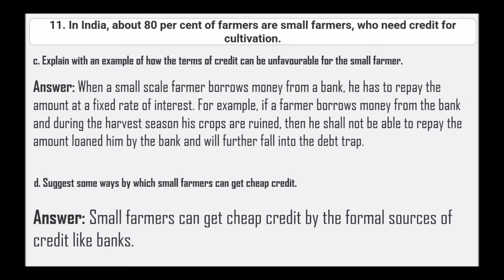Next, explain with an example how the terms of credit can be unfavorable for the small farmers. When a small scale farmer borrows money from a bank, he has to repay the amount at a fixed rate of interest. For example, if a farmer borrows money from the bank and during the harvest season his crops are ruined, then he shall not be able to repay the amount loaned to him by the bank and will further fall into the debt trap. Suggest some ways by which small farmers can get cheap credit. Small farmers can get cheap credit by the formal sources of credit like banks.